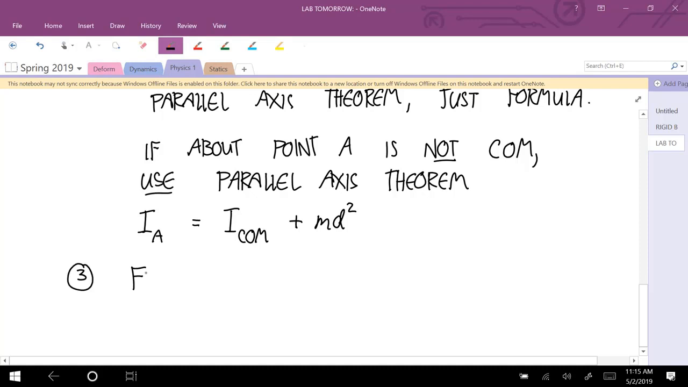Third, draw a free body diagram. Yes? In the first one, you said if A is the center of mass, no parallel axis theorem, just formula. Can you specify what the formulas are? The formulas, I gave you a list of 3 common shapes. We're not going to do any complicated shapes, and they each had a formula for a moment of inertia about the center of mass. The slender rod, the rectangle, and the disk. Yeah, so if there's no fixed point, or if the about point is the center of mass, you just use that formula directly.